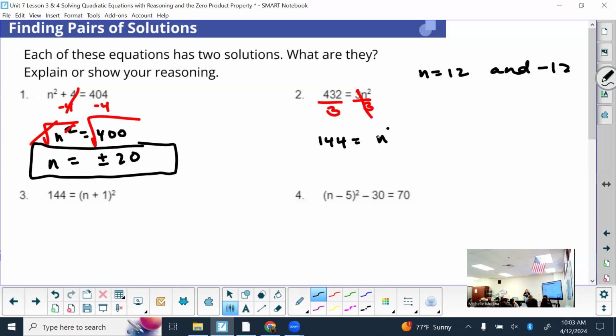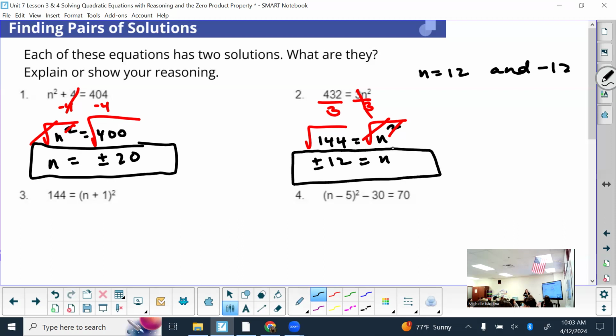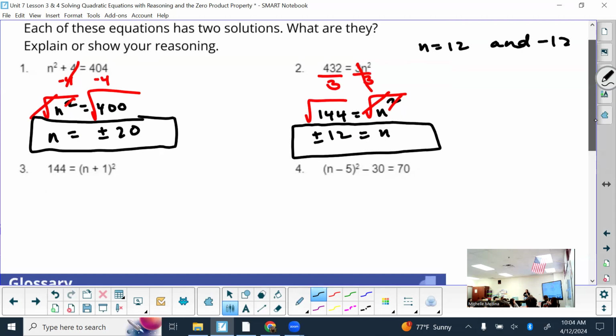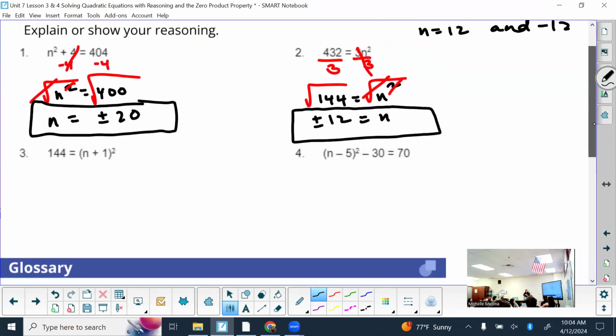Equal to n squared, n is still not alone, opposite of squaring is. And moving forward, don't forget that anytime you square root, you have the positive and the negative of that square root. Good, making sense? So then table 1, what are my 2 solutions for number 3?